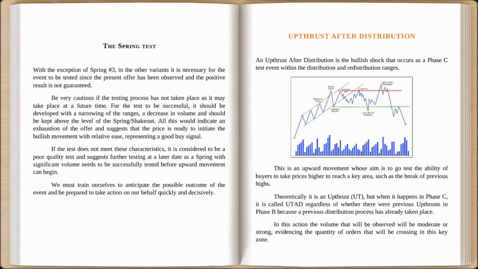The spring test. With the exception of spring 3, in the other variants it is necessary for the event to be tested since the present offer has been observed, and the positive result is not guaranteed. Be very cautious if the testing process has not taken place, as it may take place at a future time. For the test to be successful, it should be developed with a narrowing of the ranges, a decrease in volume, and should be kept above the level of the spring/shakeout. All this would indicate an exhaustion of the offer and suggests that the price is ready to initiate the bullish movement with relative ease, representing a good buy signal.